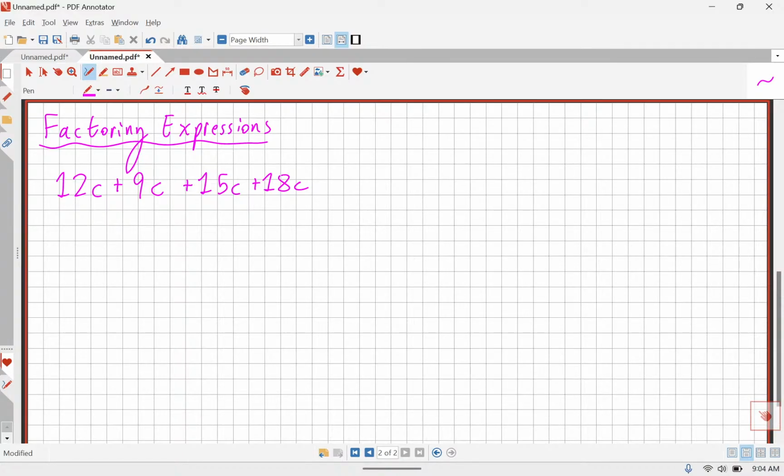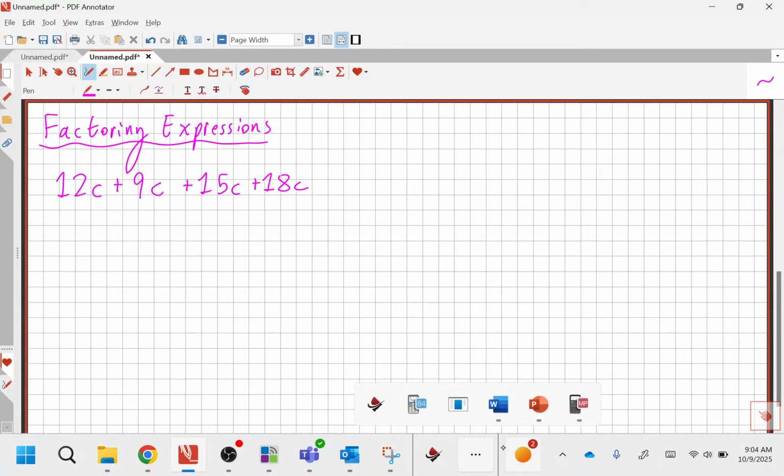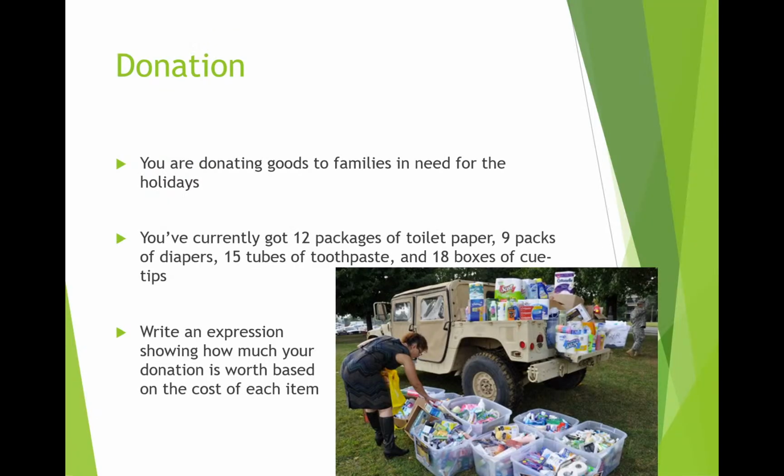the problem is that a package of toilet paper might not, and in fact probably doesn't, cost the same amount that a package of Q-tips does. So let's see if we can pick different letters, Rico. So what letter would you like to use to represent toilet paper? T. T. How about diapers? D. D. How about toothpaste? P. P. And how about Q-tips? C. Let's keep the C for that one.